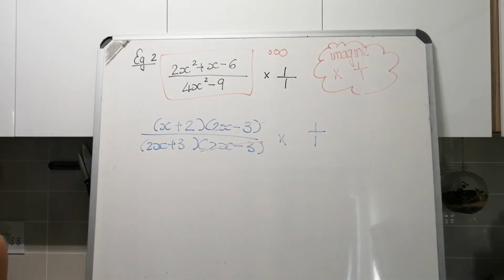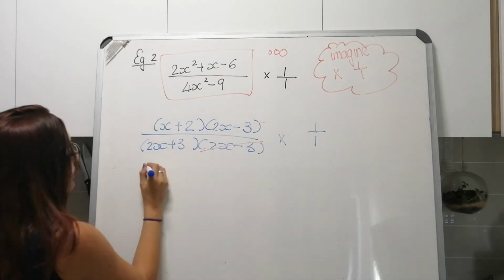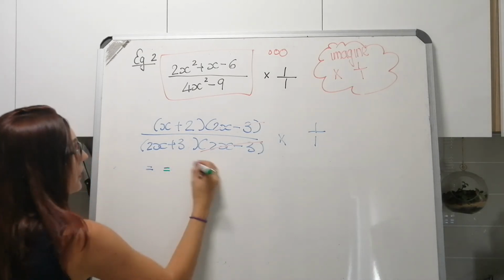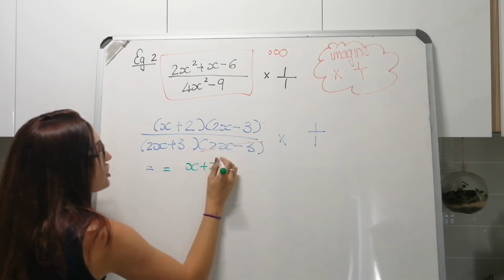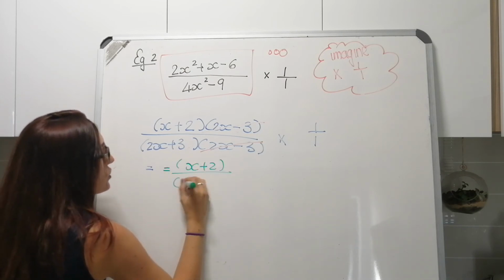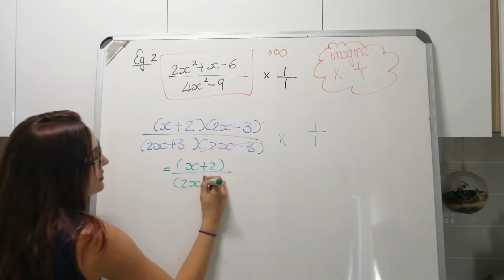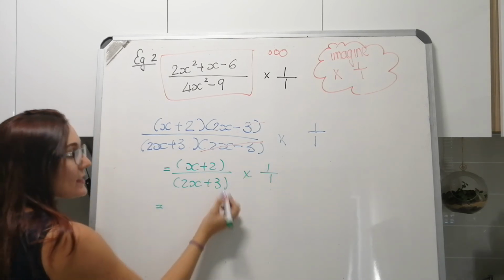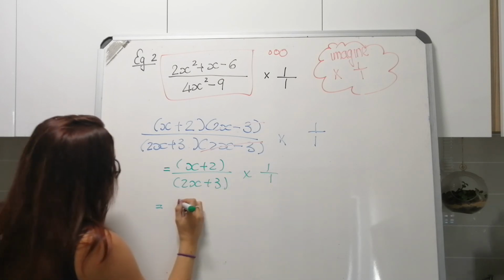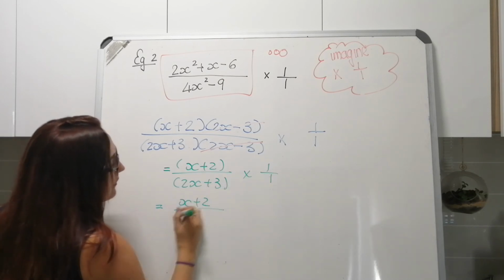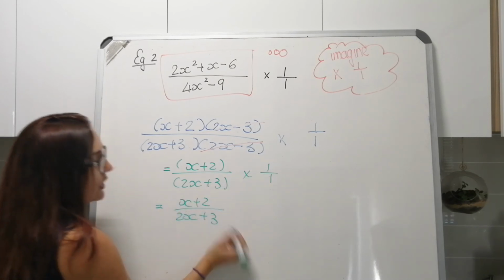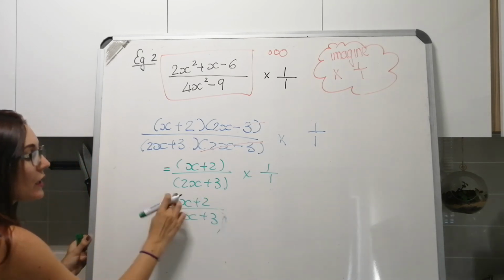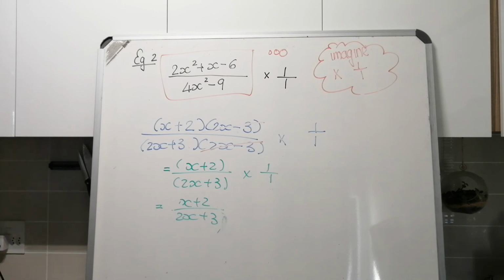So now if we were to write this more neatly, all my copies are running out, oh my goodness, there we go, we would have x plus 2 at the top, 2x plus 3 at the bottom times 1 over 1, which when we multiply that by 1 and that by 1, we're just left with x plus 2 over 2x plus 3. You're welcome to keep the brackets if you want to, but you don't need them. If it's the only thing at the top, then the brackets at the top and the bottom are pointless.